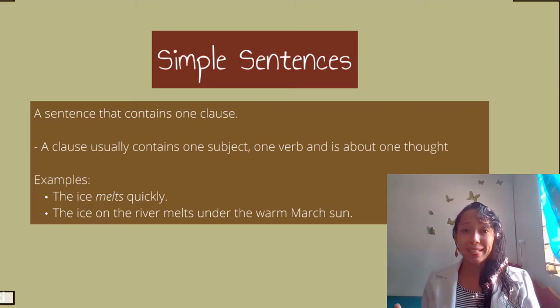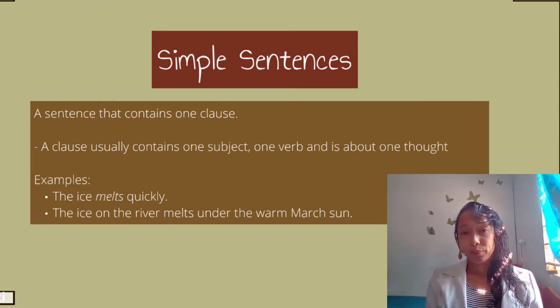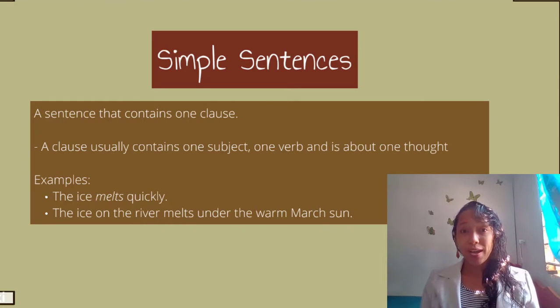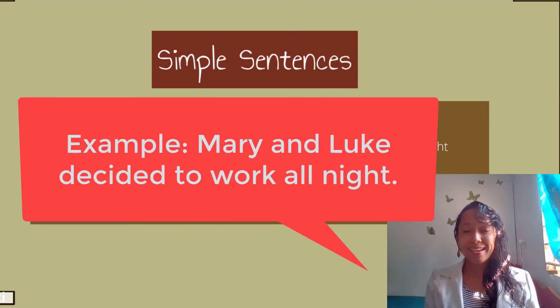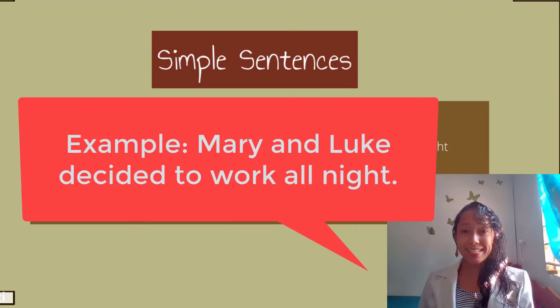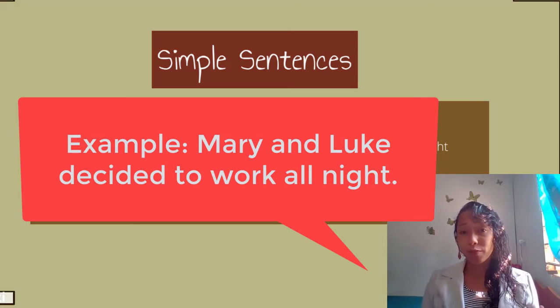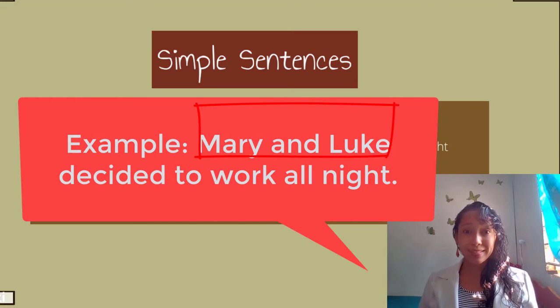Now, there are some simple sentences that have compound subjects, and that also have compound predicates. So here's an example of a simple sentence that has a compound subject. Mary and Luke decided to work all night. If you notice, Mary and Luke are a compound subject. However, they share one verb, right? Decided.